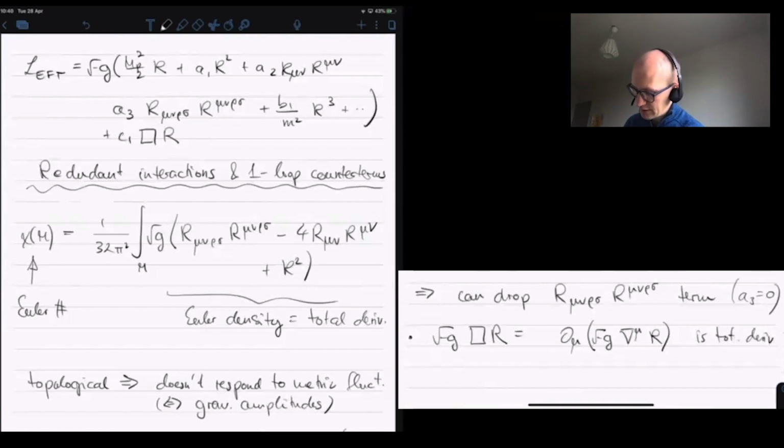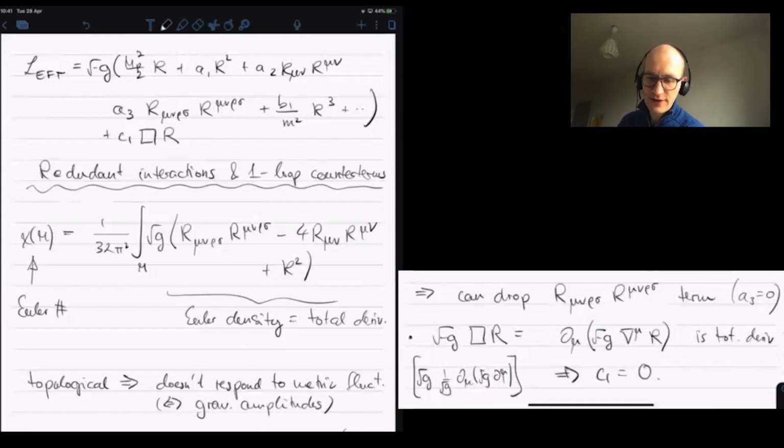Because you can write the covariant Laplacian as something like 1 over G d mu G d mu. So if I multiply that with this factor of G, then the two metric densities cancel, and I'm indeed left with this sort of total derivative here, okay? And so this also means that, in this case, I can drop C1.